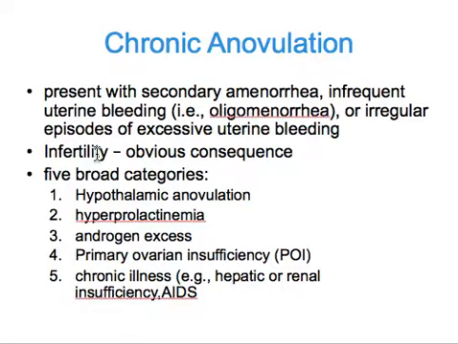And in order for you to be able to narrow down your differentials quickly, you can think of chronic anovulation as either of these different general categories of causes. So you have hypothalamic anovulation, you have hyperprolactinemia. Of course, your prolactin will cause a suppression of your GnRH. Therefore, you will have low FSH and LH. Then you can have chronic anovulation. Then you can also have androgen excess. You also have primary ovarian insufficiency and also your chronic illness.